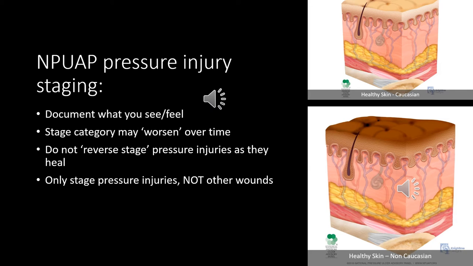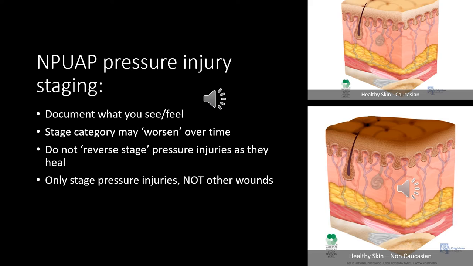So you may always stage the patient worse over time if that ulcer develops and presents itself as worse. What you cannot do is reverse stage pressure injuries as they heal. So if they were a stage 3 as they're healing, they do not become a stage 2 and a stage 1, they always stay a healing stage 3 pressure injury. So they always stay the worst level that they presented themselves as.